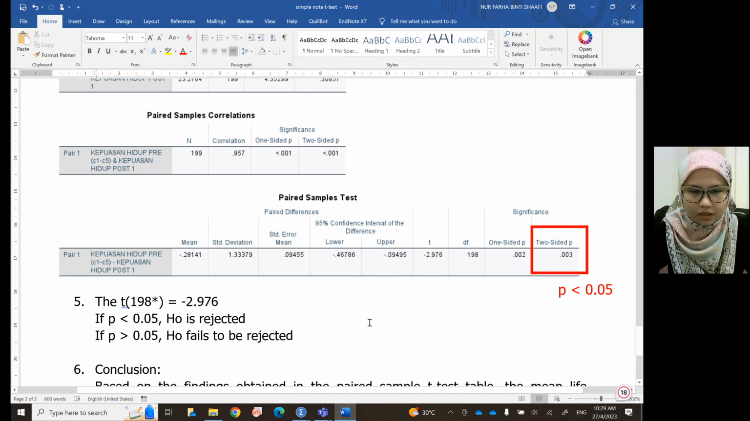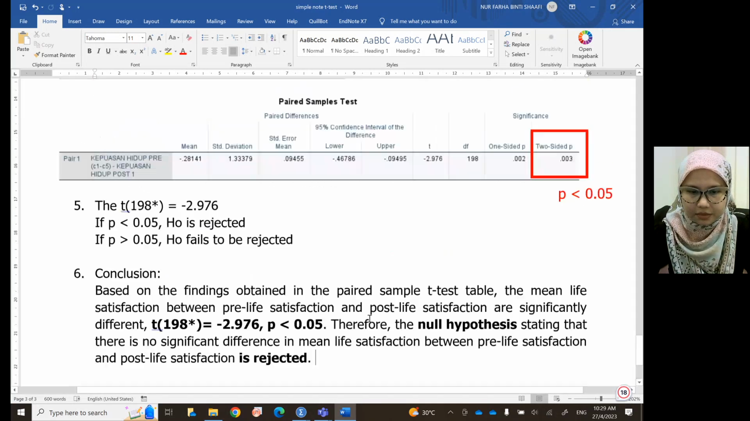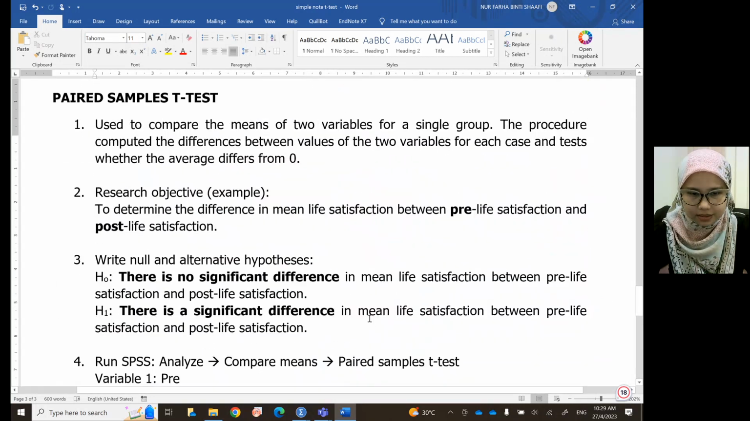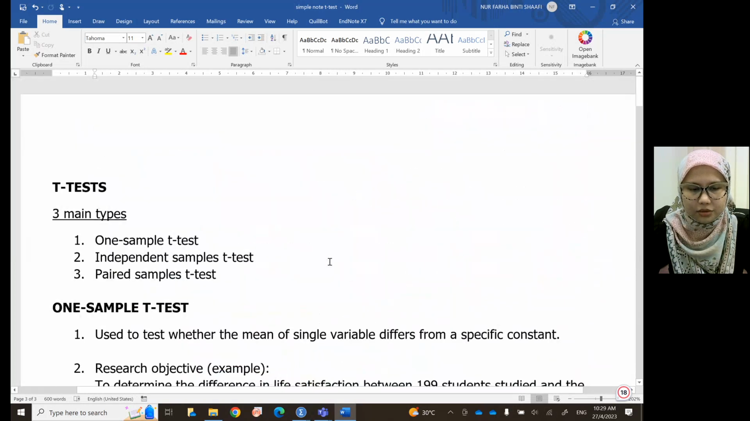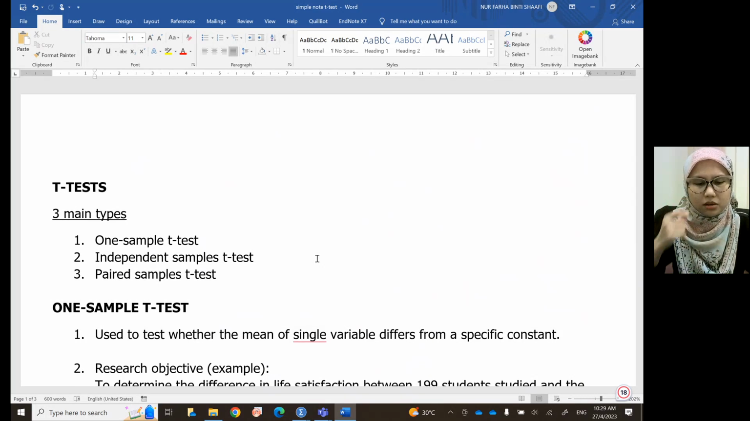So we are done with 3 types of t-tests. You need to know the differences and when you can use these 3 types of t-tests. It is not necessarily so that when you do a research study you need to do all these 3 tests. No. It depends on what is your research objective or what is your research question that you need to solve.